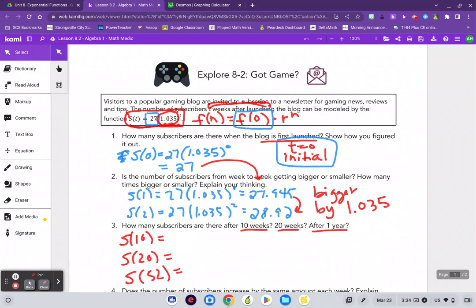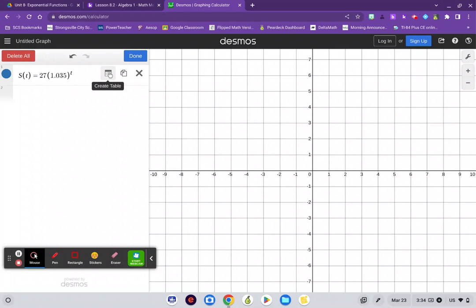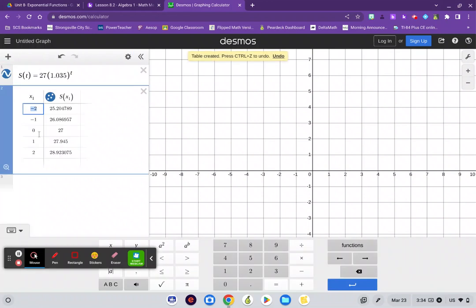Now listen, I can type this all in and do this calculation, or I can use Desmos. If I use Desmos, I can type in that function that they gave me. I'm going to type in S of t equals 27 times 1.035 in parentheses to the t. I'm allowed to do that. Then I can create a table by going to the settings menu and choosing table. And it has a table created for me.